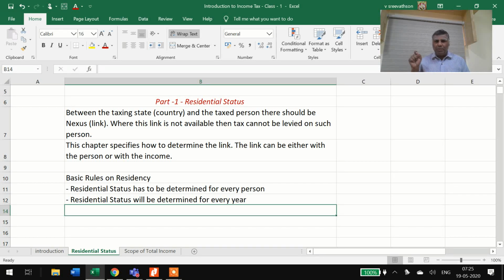Residential status will be determined for every year also. My dear friends, it will be determined not only for every person, but for every year. Don't assume that if somebody is a resident in one year, he is a resident the next year. Need not be. RS, residential status, has to be determined for every person and for every year.